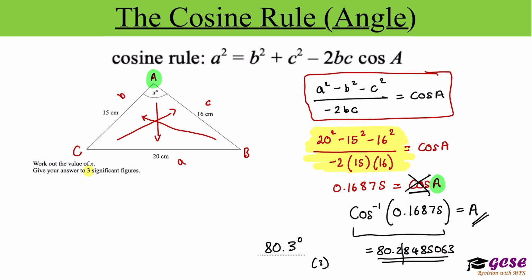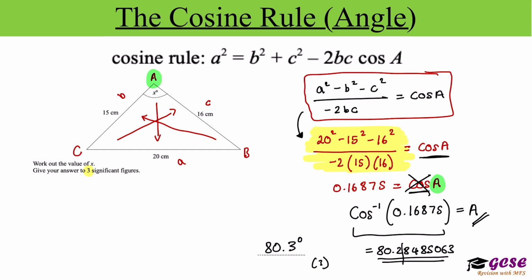And then we've labeled our sides and corners, and we've made sure that our A is on the corner which we don't know, or the side we don't know. And then we've substituted in our values on this stage, and then we've got a value for cos A, and then we've inverse cosed our answer to get our value for A, which is the angle that we are trying to find out. And then finally, we've rounded our answer to 3 significant figures.